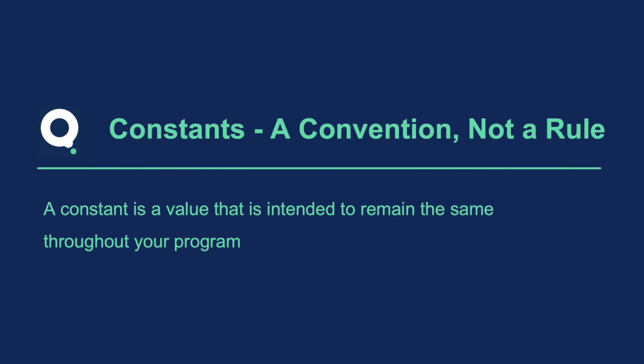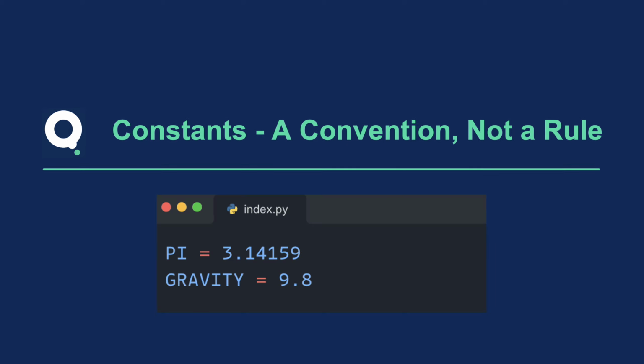Now let's talk about constants. A constant is a value that is intended to remain the same throughout your program. In Python, constants are defined by convention using all uppercase letters like this. However, Python does not enforce immutability. This means you can technically reassign a constant, but doing so is considered bad practice.